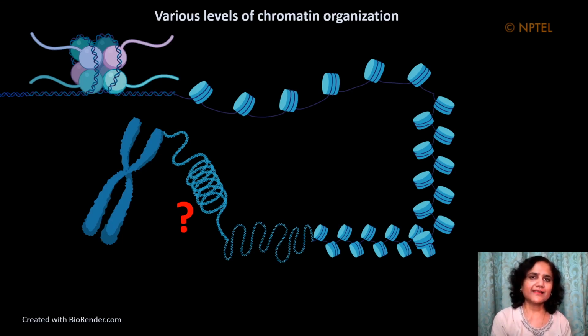The question is, how does this happen? The transition from the 30 nanometer chromatin to the metaphase chromosome probably involves formation of loops and then even their further folding. A conserved family of proteins, the SMC proteins, are important for this transition.